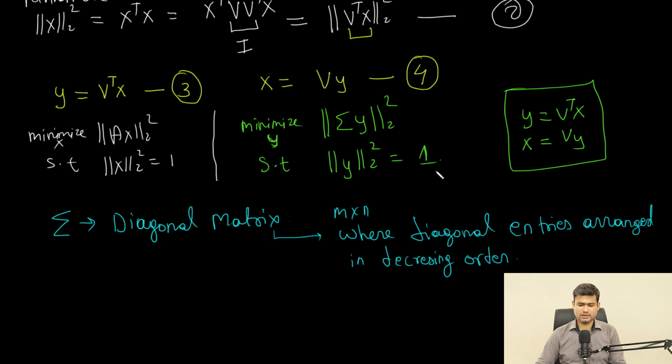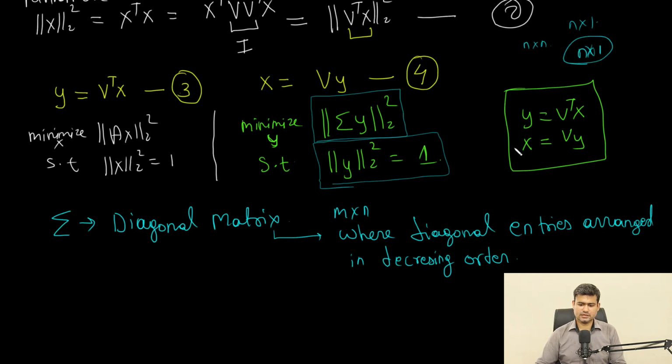Furthermore, norm of y squared is equal to 1. Thus, it follows that we need to minimize this objective function subject to the constraint that norm of y squared is equal to 1, where y is an n-dimensional vector. V is an n cross n matrix and x is an n cross 1 vector. So, y is an n cross 1 vector.